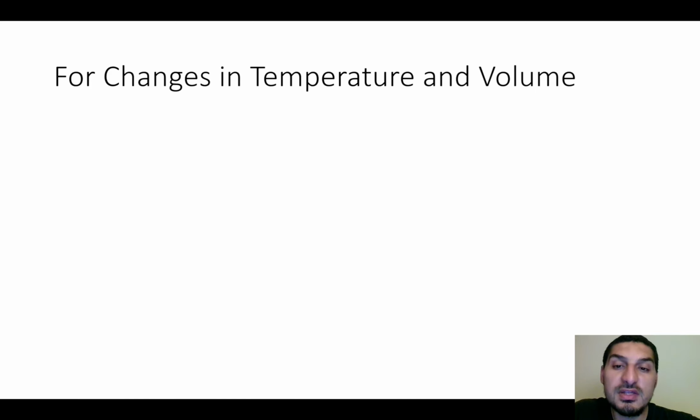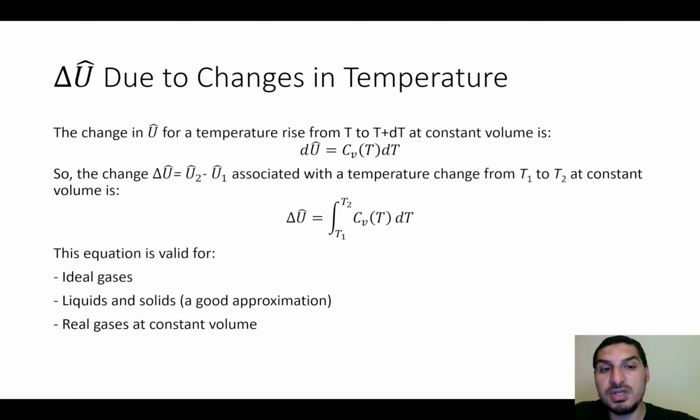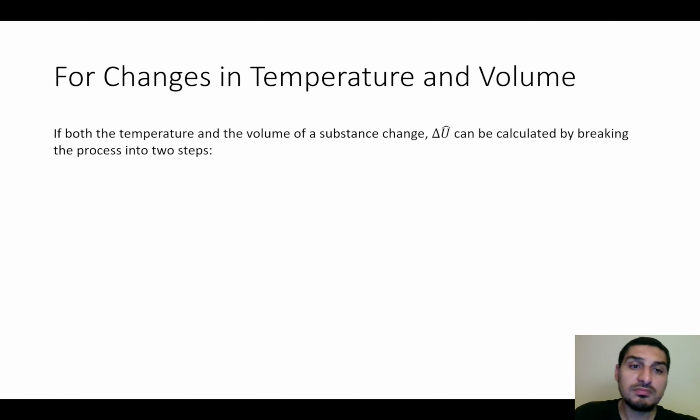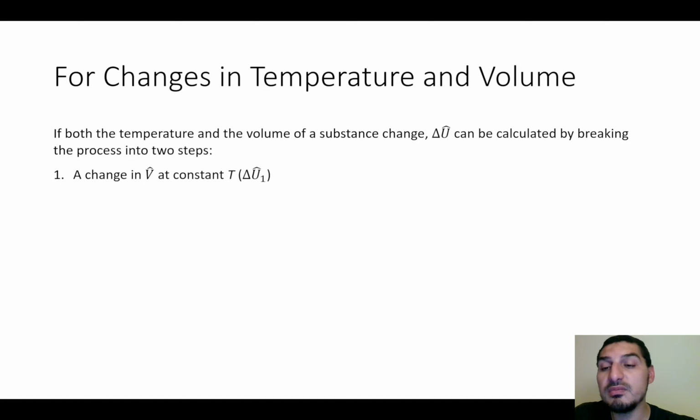So if I have a case where the temperature and volume are changing, and here we said that the volume must be constant. So if I have variable volume, we can break the change in internal energy into two steps. It's like we're creating a hypothetical path, as we said before. So we can say that this is a step where there is a change in volume at constant temperature, and there is a change in temperature at constant volume.